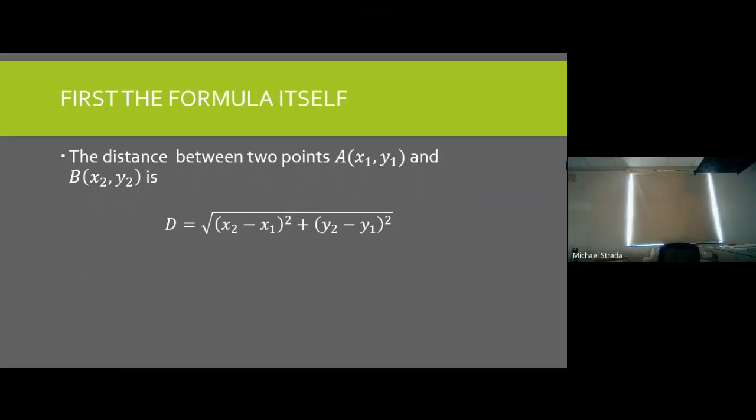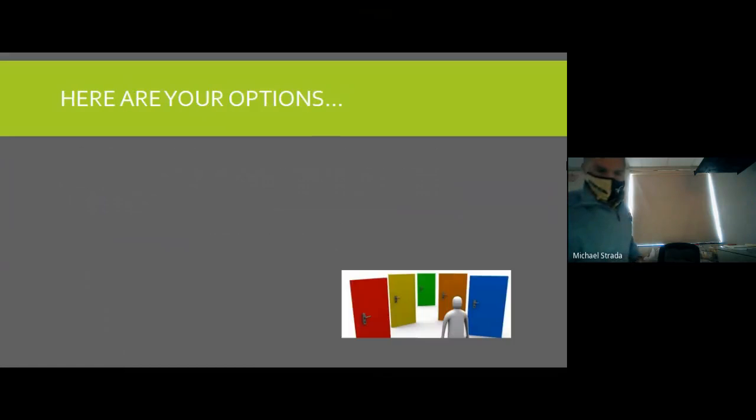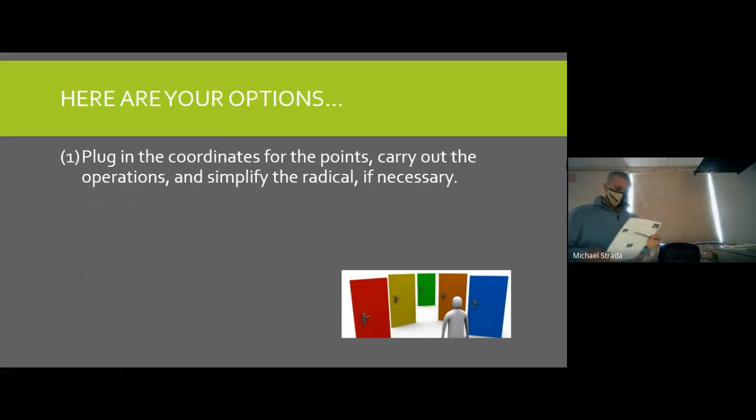Now, if I mess up the order, so let's say I subtract one way on the first one, but the other way on the other, am I going to be okay? Yeah. Because if you do it the wrong way, you just get the opposite, which is a negative. Well, if I square a negative, what does it turn into? Positive. So all you're doing is finding the difference between the points, squaring that, adding the squares, and finding the square root, as documented here. Plug in the coordinates for the points, carry out the operations, and simplify the radical if necessary.